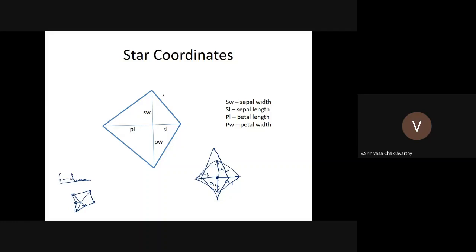So this is called star coordinates because at the core of it, there is some kind of a star.